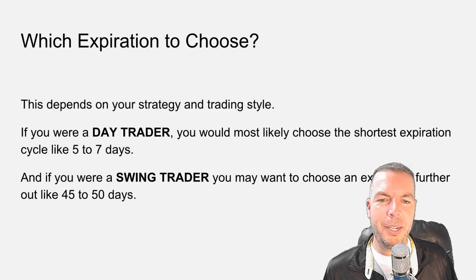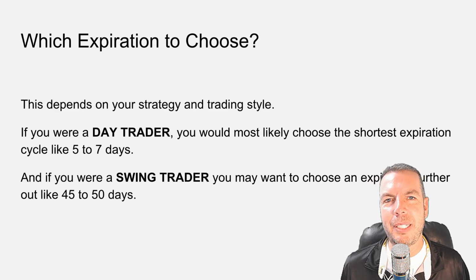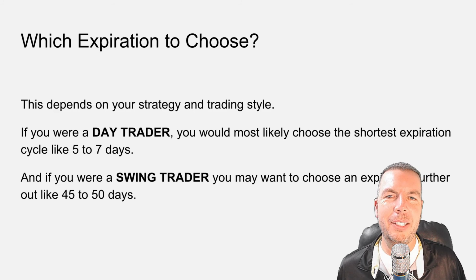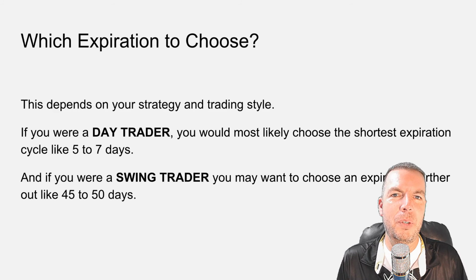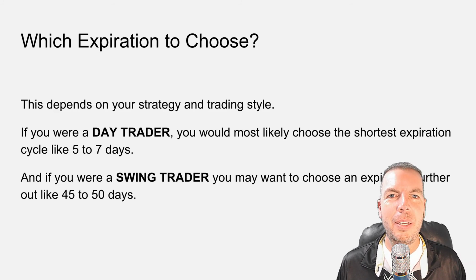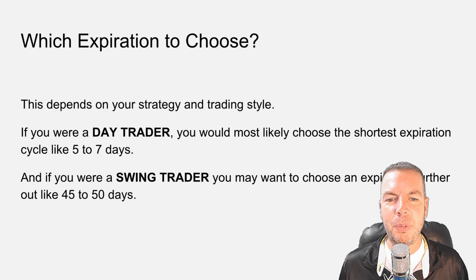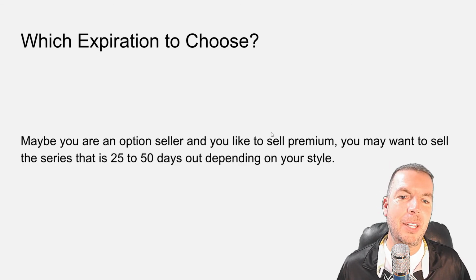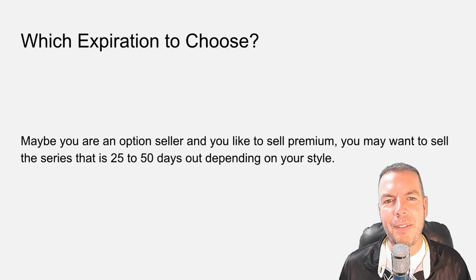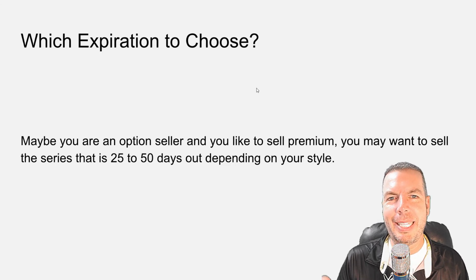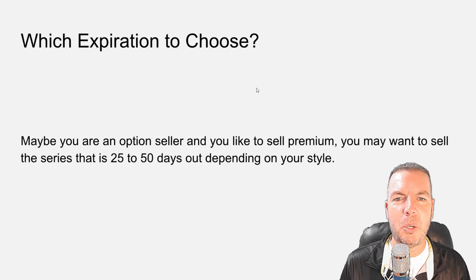If you're a day trader, you'd most likely just want to pick the closest expiration, because if you're in and out of that trade on the same day, theta isn't going to affect you as much as if you were over a 2, 3, 4, 5 day period. Now, if you're a swing trader, you may want to choose an expiration that's further out, like maybe 40 to 45 days. And if you're an option seller, maybe you'd like to sell premium a little bit closer in, maybe 25 to 50 days, because you're going to get that time decay a little bit quicker.